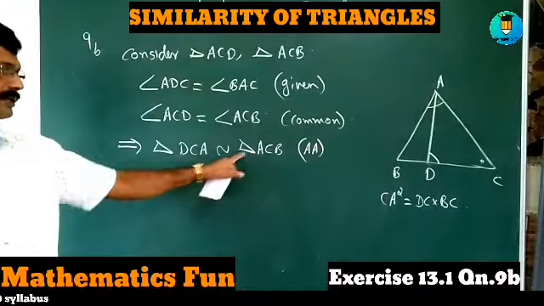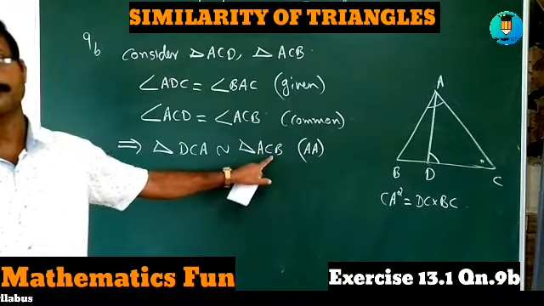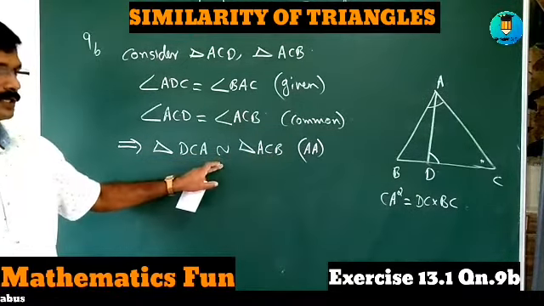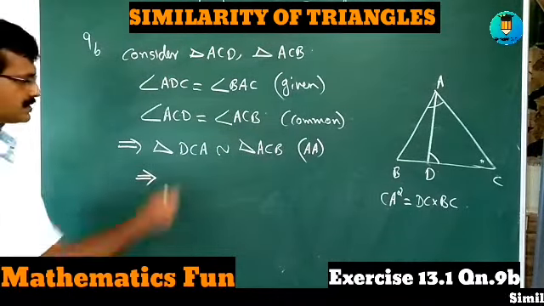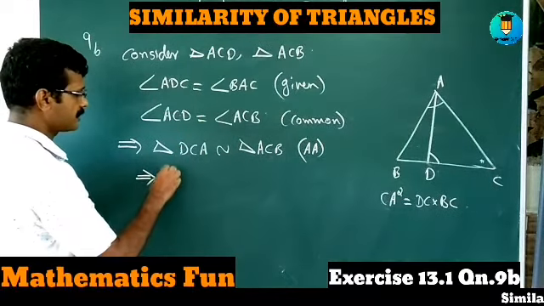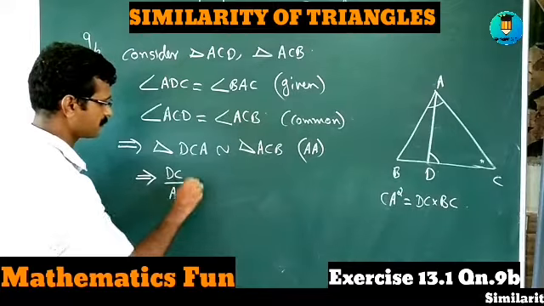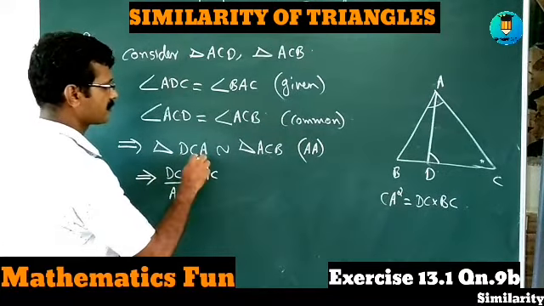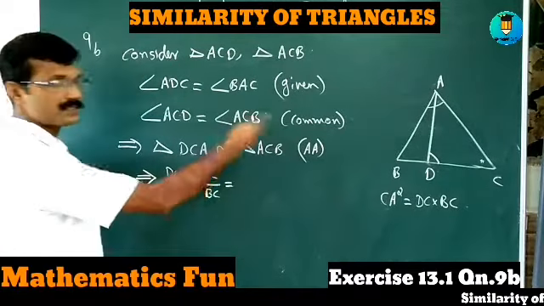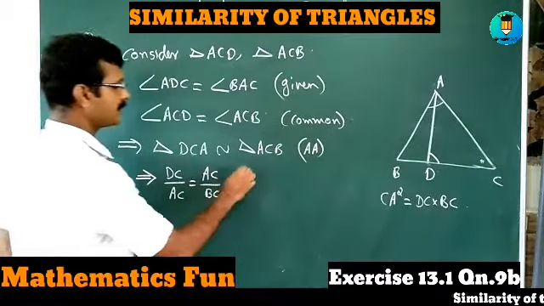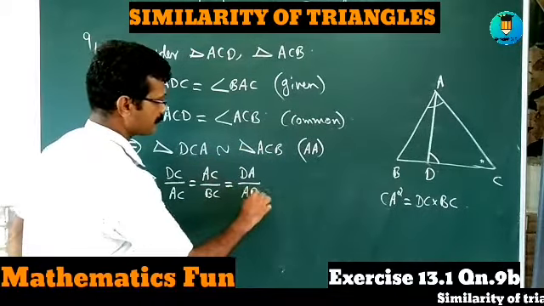So this step is very important. When you put the similarity symbol, both triangles must be written in the same order. Once they are written in the same order, the next step is very easy. You write the corresponding letters. Here DC, the first two letters, corresponds to AC. Then AC, the last two letters, corresponds to BC, or CB, no problem. Then DA, first and last, corresponds to AB.